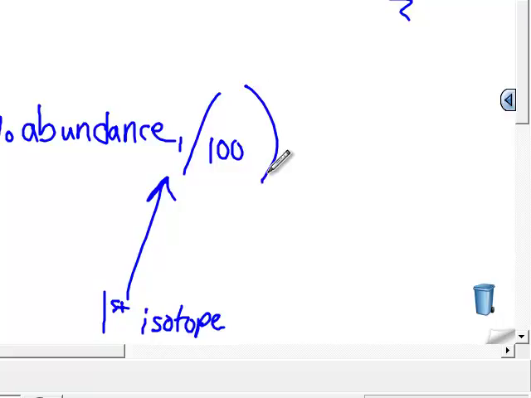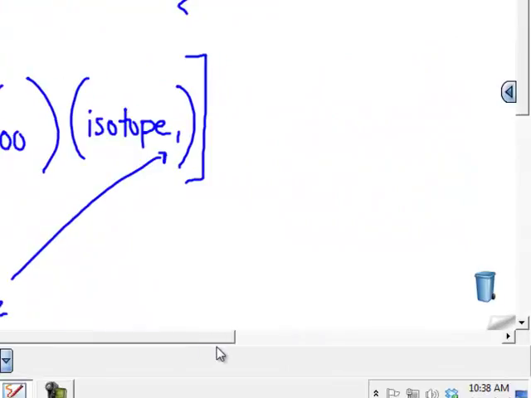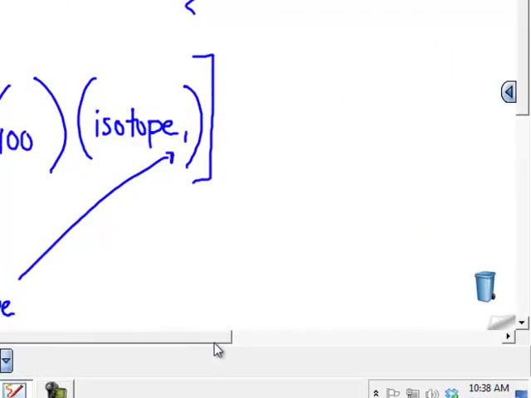Okay. And then you need to multiply by the isotope's mass. And which isotope are we talking about? We're talking about isotope 1. So you see how I'm doing another sub 1. And there is your first isotope. That's all the math that you have to do for the first isotope. You have to do this for each isotope that you have.